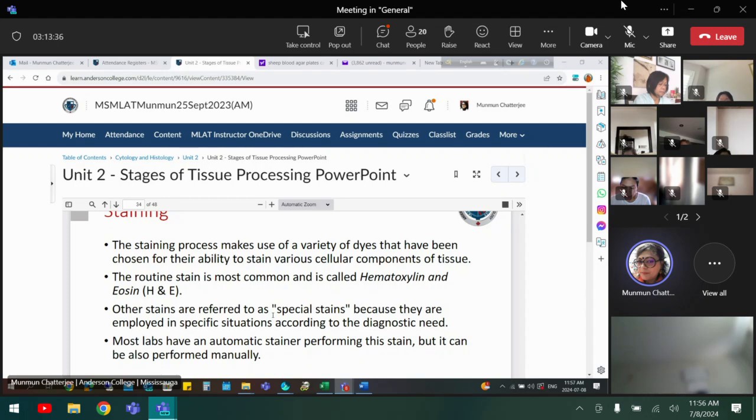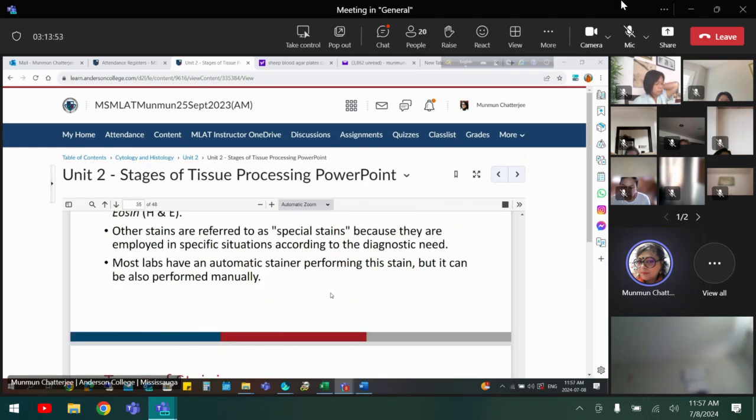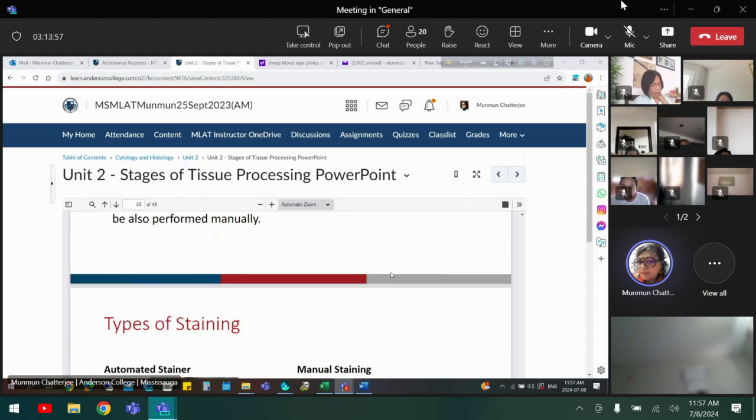So there are other stains also that can be used. Those are called special stains because sometimes they are employed in specific situations according to the diagnostic need, as I told you before. Most labs use an automatic stainer for this stain, but it can also be performed manually.